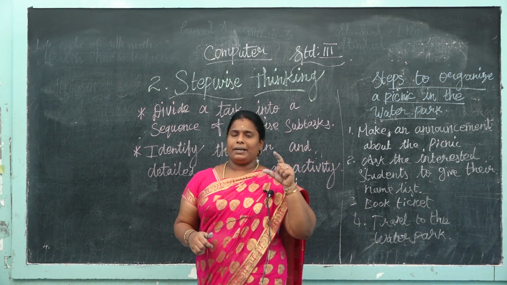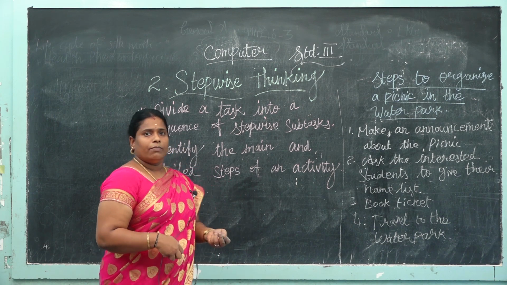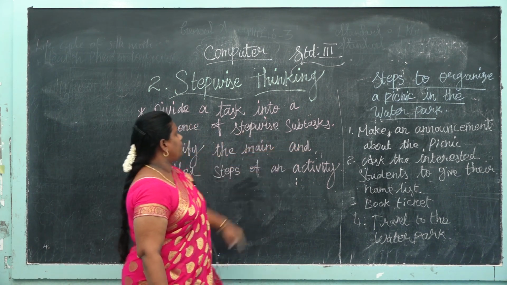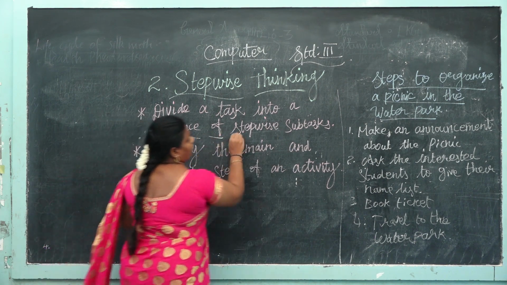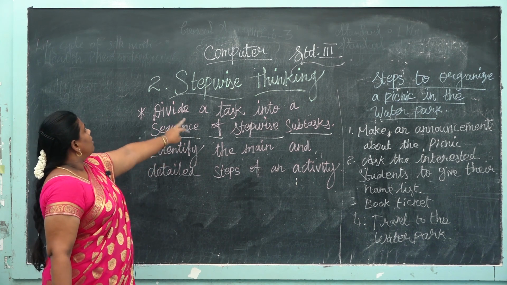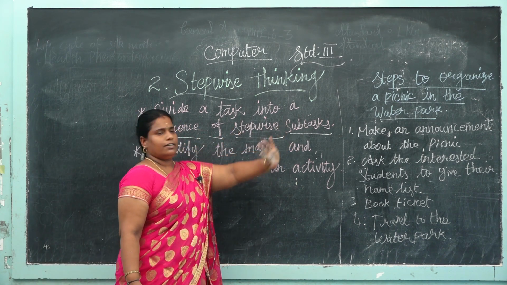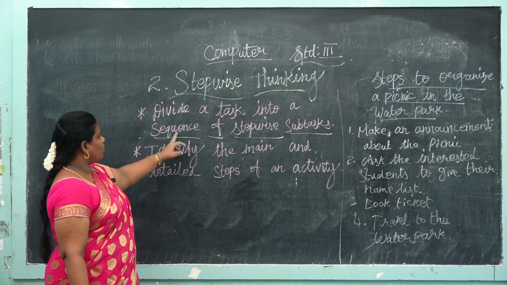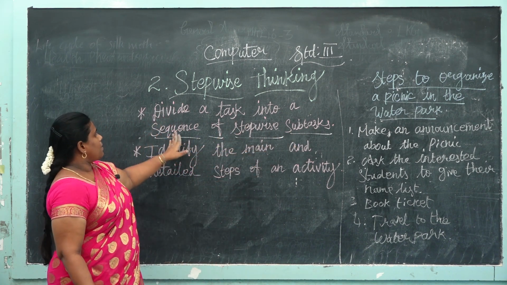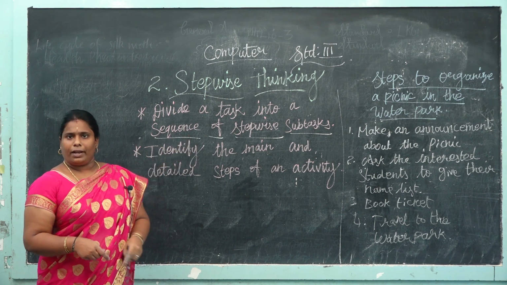So if we have a particular task, we will divide it into a sequence of stepwise subtasks. This line is very important. If we are given a task, what should we do? Sequence of stepwise subtasks. So we have to make it step by step in sequence order. Okay?